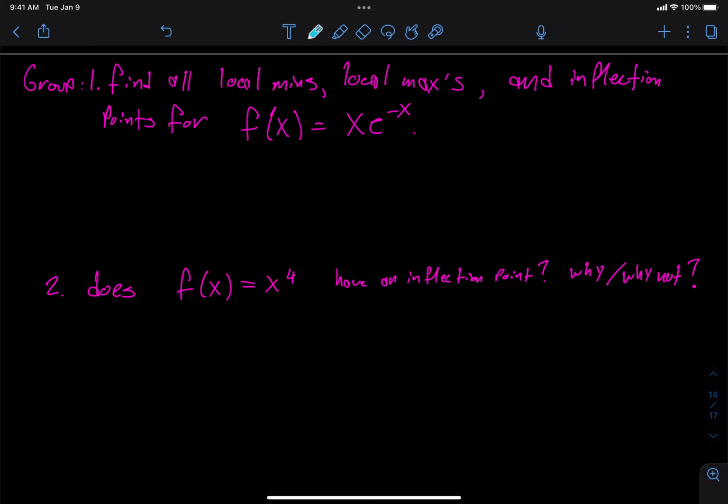So now you have this, and you want to find local mins and maxes, right? Which means we want to find the critical point first. So that means take this, set it equal to 0.